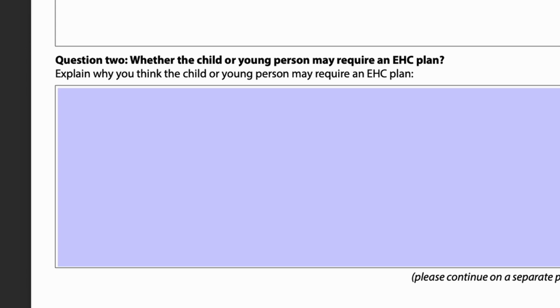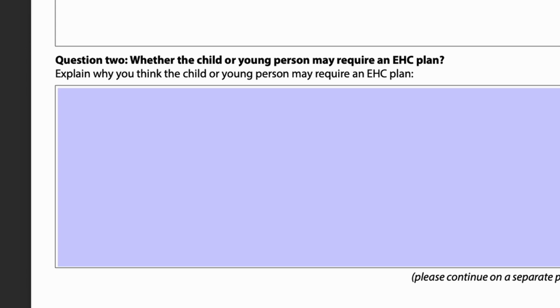Question 2. Whether the child or young person may require an education, health and care plan. This is where you should explain why you think your child or young person may require an education, health and care plan. This should include information about their progress and any support the school has tried. If they are not progressing in school, then what you believe is their barrier to learning. Please refer to any evidence you have.